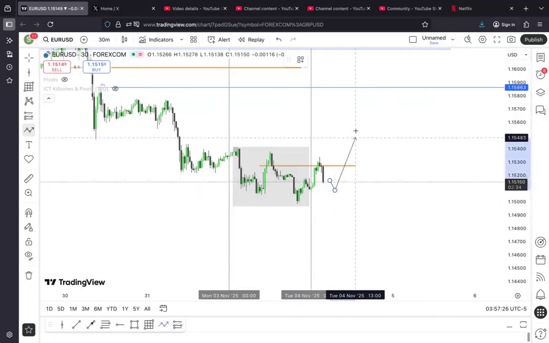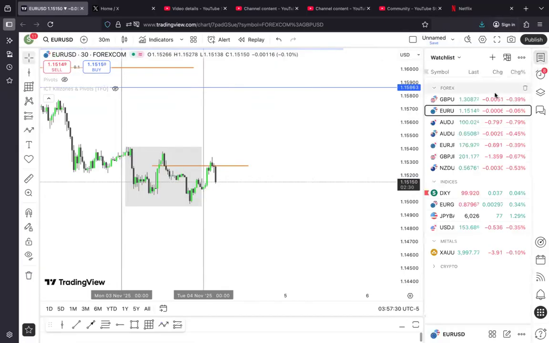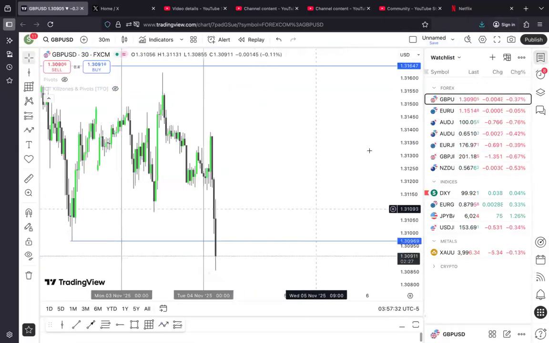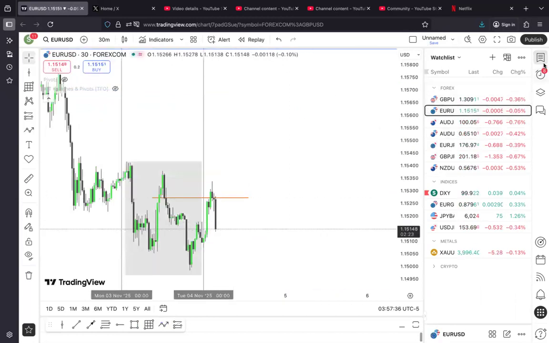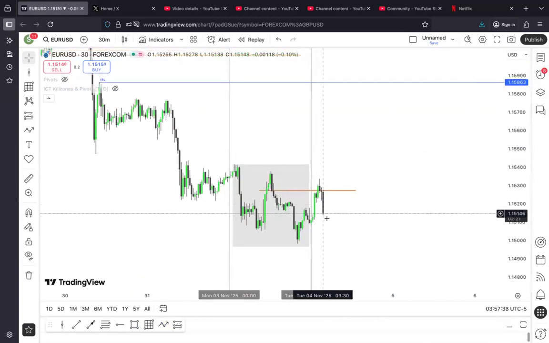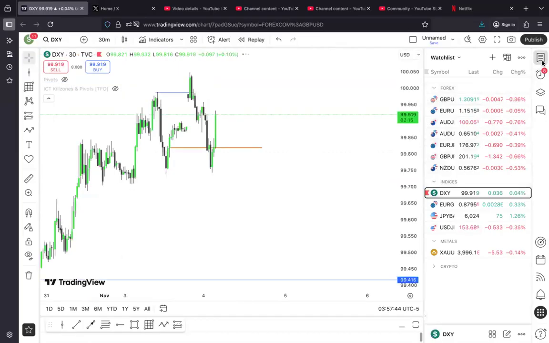If you buy up from here, because GBP USD already has taken its low, it could mean that we have bullish divergence already, meaning that Euro USD does not necessarily have to come back down before we continue the buying, because this is probably showing a kind of strength. Let me check the DXY. Let's see what's going on with the DXY.